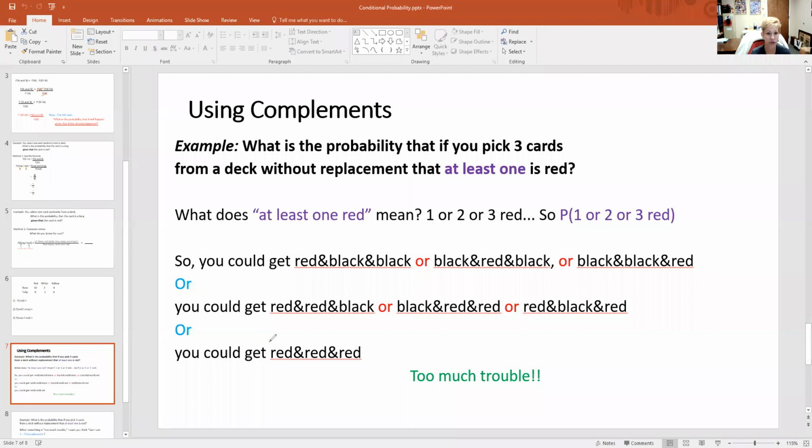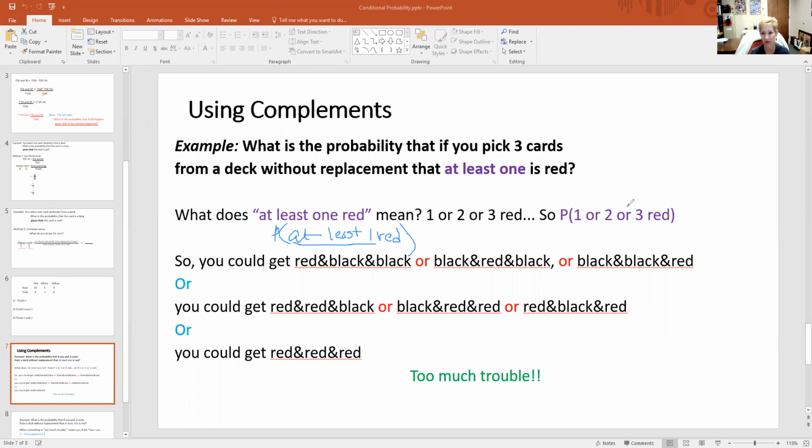The first thing I expect you to do is put a P and then put what's in parentheses and what you're looking for. So I need at least 1 red. Now we've talked about this before, but don't just look at the number, look at the modifiers. What does at least 1 literally mean? At least doesn't mean less than. At least means that's your minimum. So at least means that number or more. So at least 1 would literally mean 1 or 2 or 3.